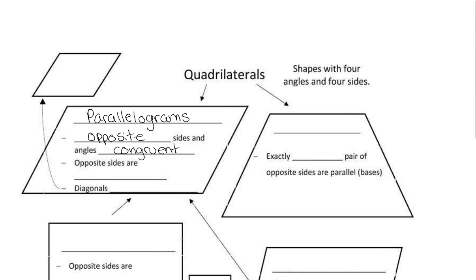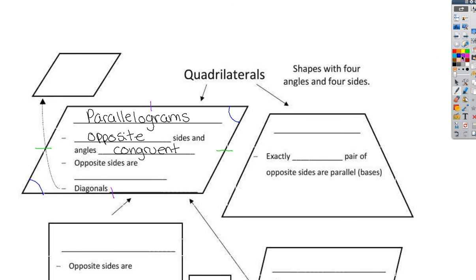So what that means is, I'm going to change my color here. This side, its opposite would be this side, and they are congruent. They're the same length. There's also this side of our parallelogram and this side that are also congruent. And I want you to make sure you're drawing these lines. It said opposite sides and angles are congruent. So that also means that the angles that are on opposite sides are congruent. So this angle right here would be congruent to this angle. They're the same size, they're the same degree.